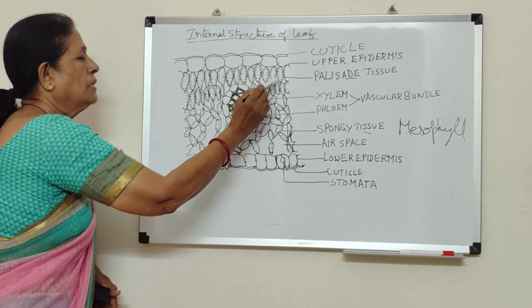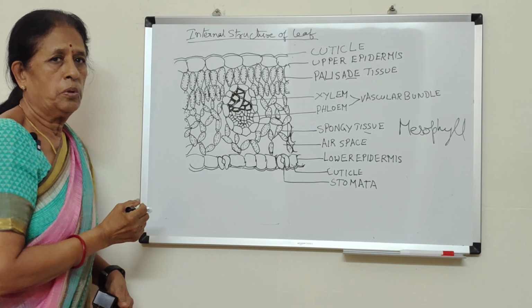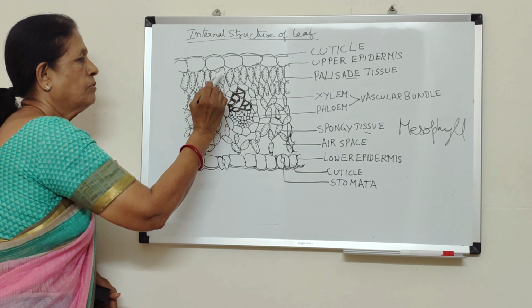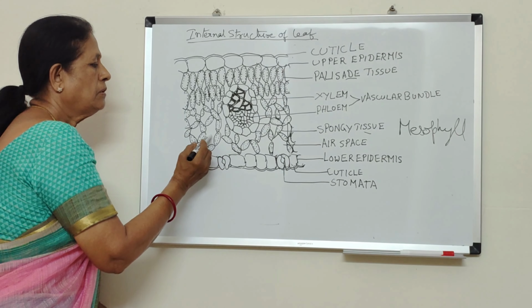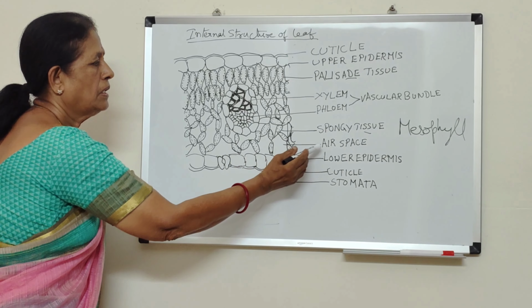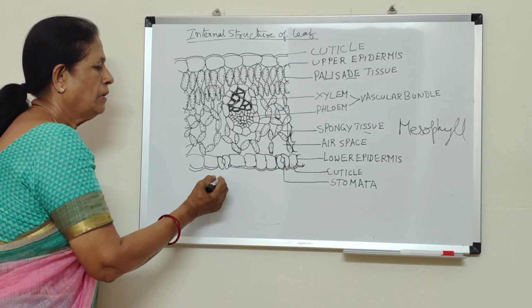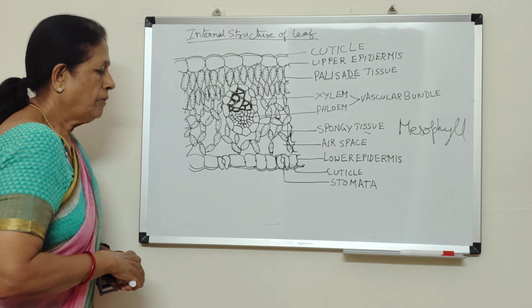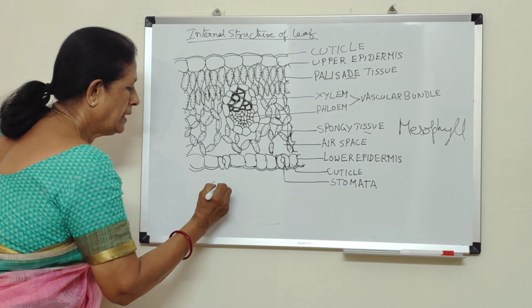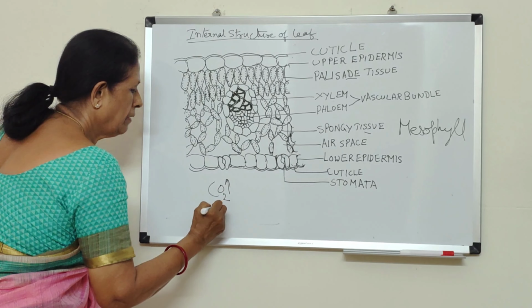So the synthesis of food mainly takes place in the palisade tissue. Photosynthesis will take place in the palisade tissue, and the spongy tissue, which is loosely arranged with a lot of air spaces, allows the water to enter in and go out, and the exchange of gases. For photosynthesis, carbon dioxide is taken in and oxygen is given out.